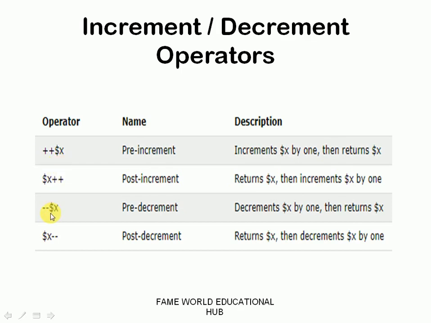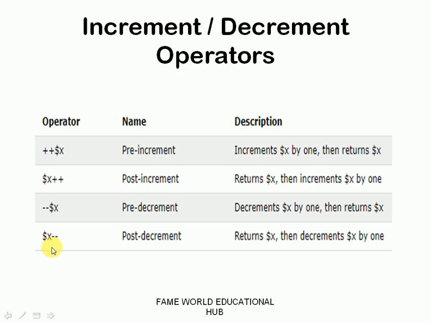Coming to the next one, that is minus minus $x. This would be used as pre-decrement, as the operator is minus minus, it will decrease the value by 1. Decrements $x by 1, then returns x. As the decrement operator is placed before $x, the initial value of x would be decremented by 1, and then x would be printed.